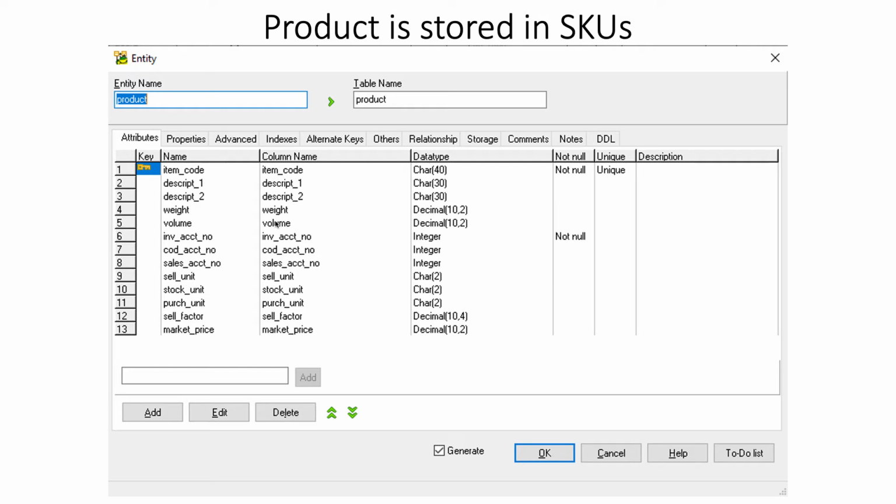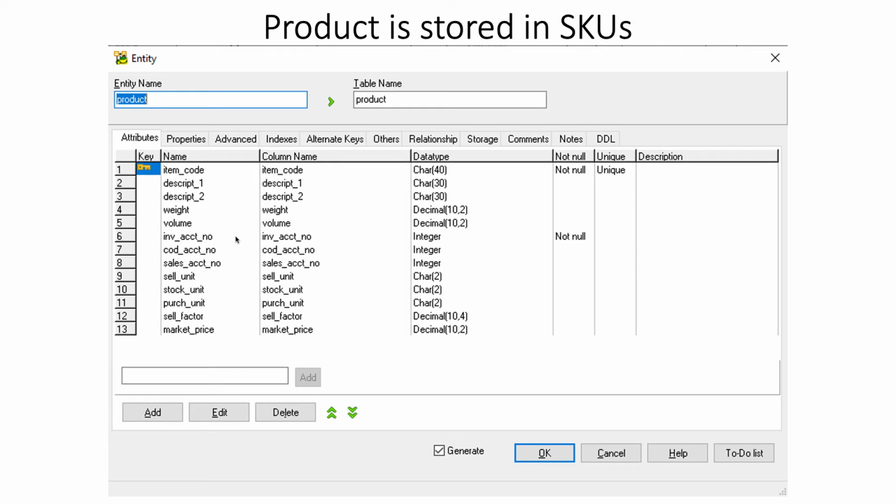Volume, again, you're going to have to decide what are you talking about, cubic inches, cubic centimeters, how do you measure volume? Or do you need another field that tells you what unit you're measuring this volume in? The more complex the world you're dealing in, the more chance it is that you're going to have a unit of measure for volume and a unit of measure for weight.